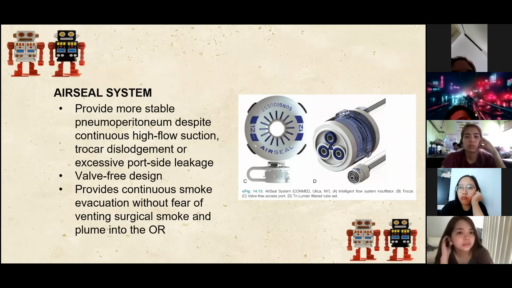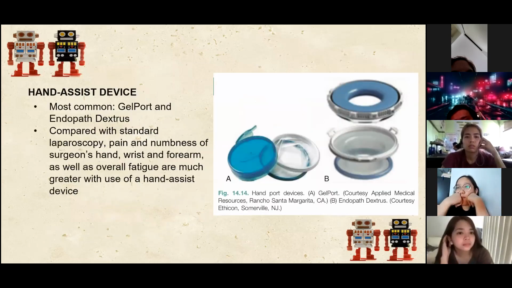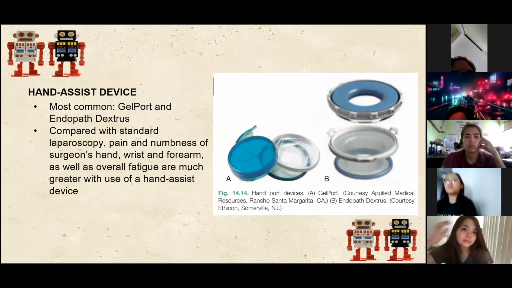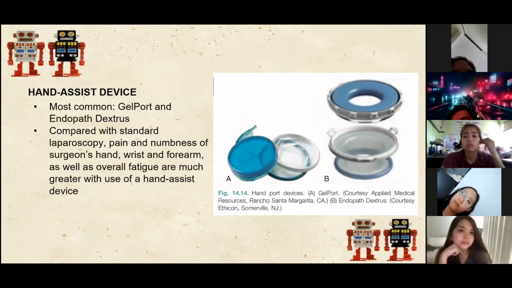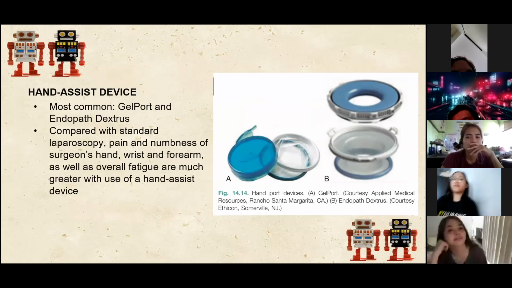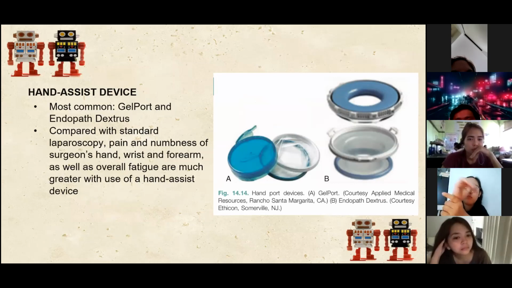Next, please. For your hand assist device, the most common are your GelPort and Endopath Dextrus. So compared with standard laparoscopy, pain and numbness of the surgeon's hand, wrist and forearm, as well as overall fatigue, are much greater with the use of a hand assist device. Both devices maintain peritoneal gas pressure while allowing the insertion of your surgeon's hand or instrument in the abdominal cavity. Next, please.